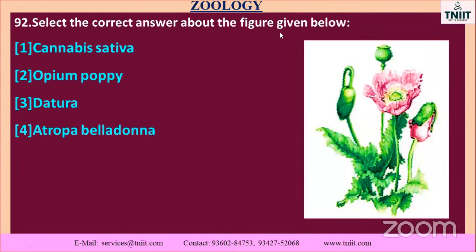Select the correct answer about the figure given below. See the plant. Which one is this? Cannabis sativa. In Tamil we may call it ganja. Okay, so this one, opium poppy. You already know all about opium.